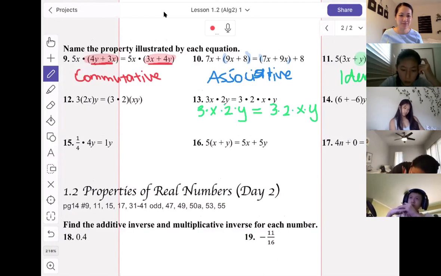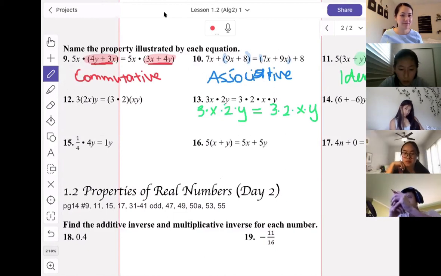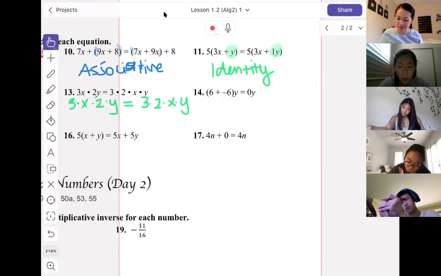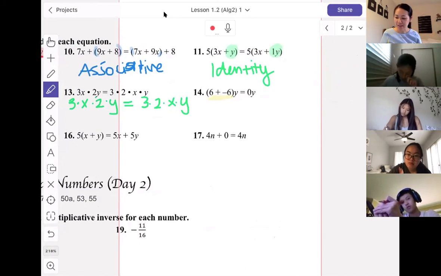What did your group get? Jamie? Identity. Good, nice. Oh, wait. Do you say inverse or identity? Identity. It's actually the other one. All right, so this is actually inverse. So what changed was you went from 6 plus -6, so 6 plus the opposite gets you 0 and ended up with 0. So that actually is inverse.